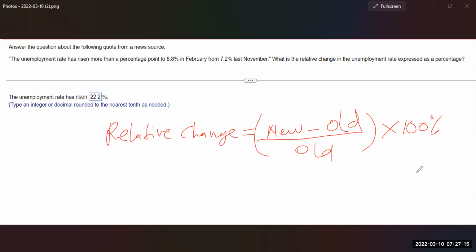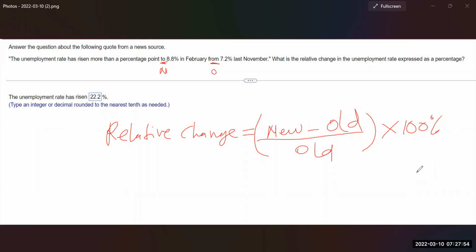Is that okay? Now, here are some key indicators to help you identify what is the old and what is the new. It says the unemployment rate has risen more than a percentage point to 8.8 in February from. So take note of these words: "to" gives you an indication of the new, and "from" will give you an indication of the old.